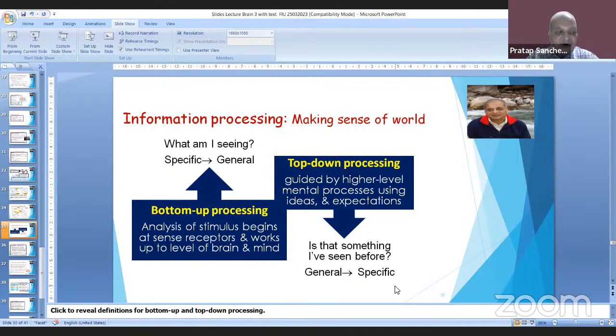Now I'll be going further. Information processing is how you make sense of the world. What I am seeing, what I am perceiving, can be either specific or general. I told you in the last few minutes about bottom-up processing: from the lower level, the information ascends upward. Whereas top-down processing guides our expectations. It is higher-level mental processing using ideas and expectations. What am I seeing? It can be specific or general. Or it is something I have seen before, which comes top-down and correlates with the information stored in the memory store of our brain.